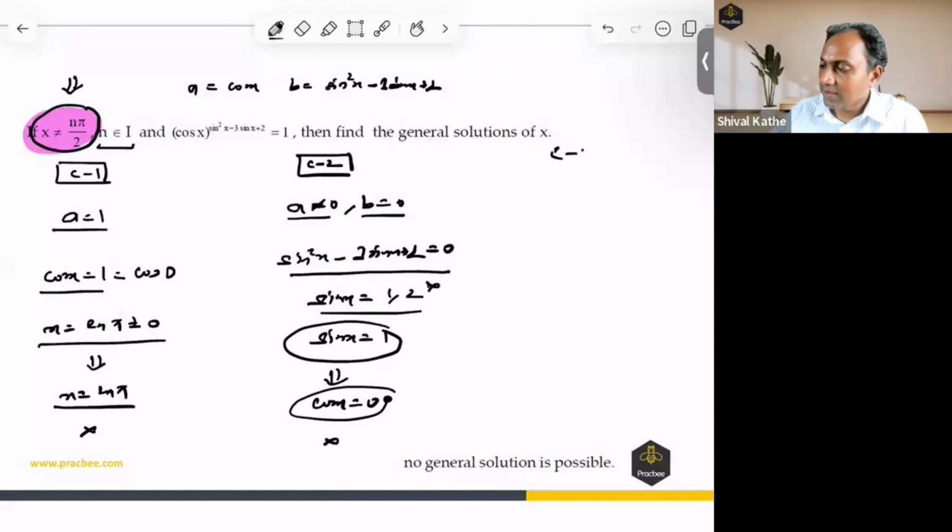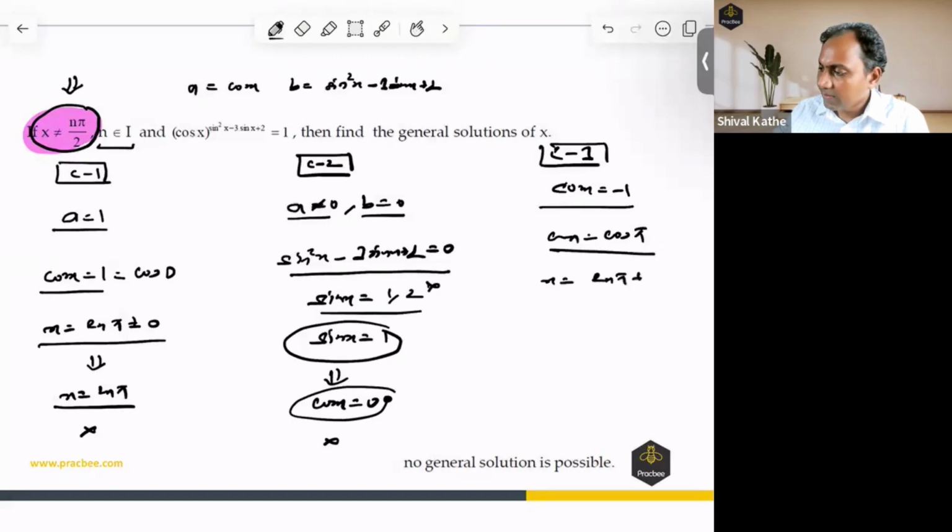Case 3, if I take. Case 3 is what? What we are saying is the base becomes equal to minus 1. So if I put cos x is equal to minus 1, then cos x would be equal to cos of pi. This is the simplest value I can think of. So x becomes 2n pi plus minus pi, the general solution.